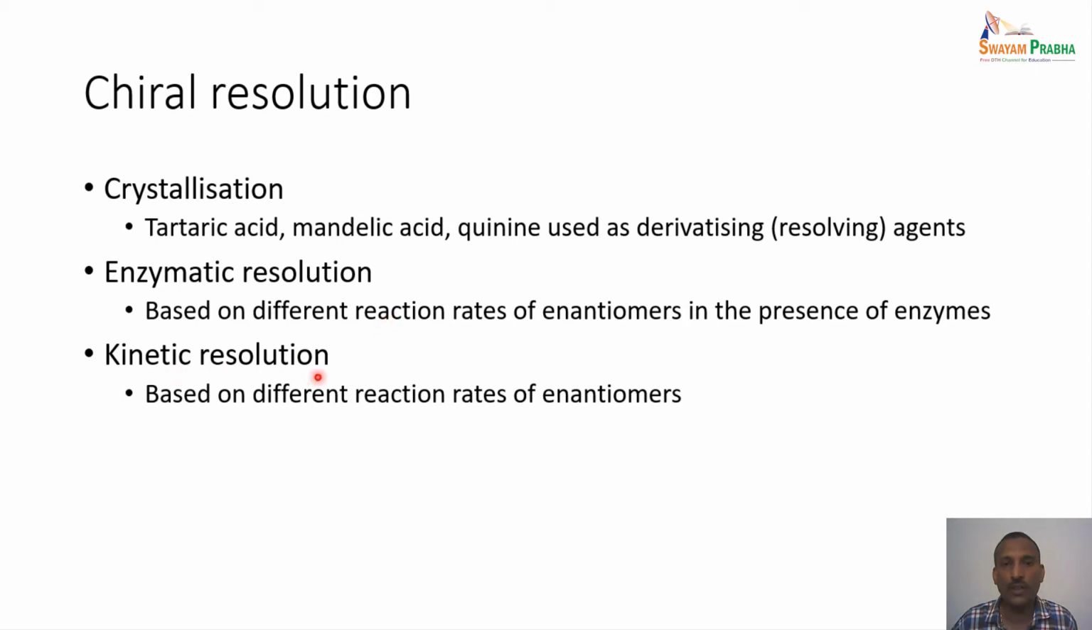The next one is the kinetic resolution. This is based on the different reaction rates of the enantiomers. In the enzymatic resolution, enzymes are responsible for the differential reaction rates, whereas in the normal kinetic resolution, it is the reagents employed that cause the reaction rate difference.